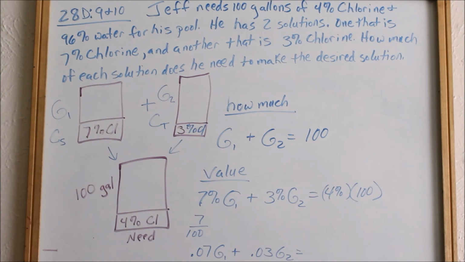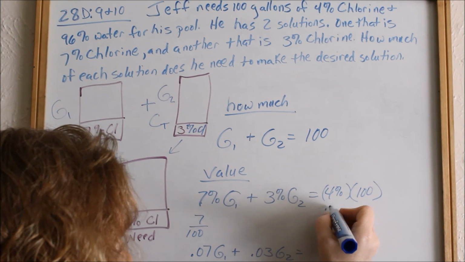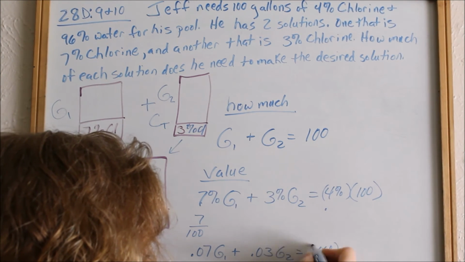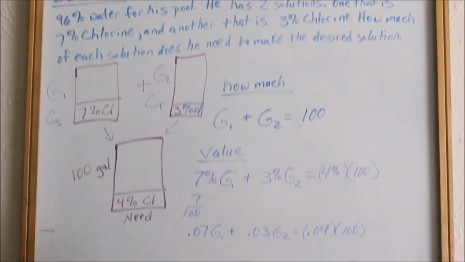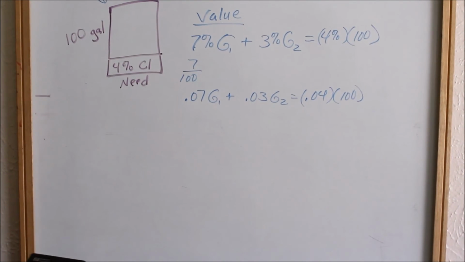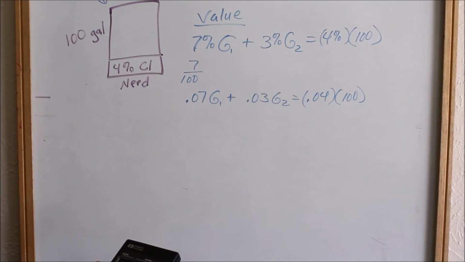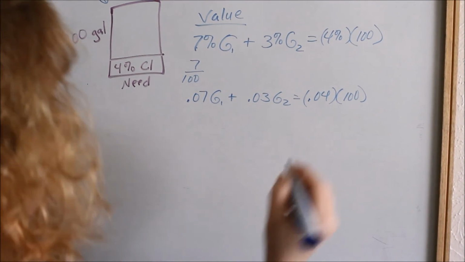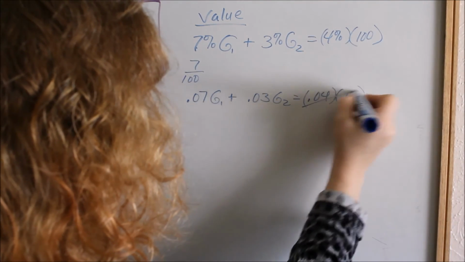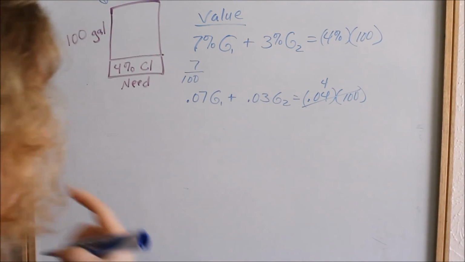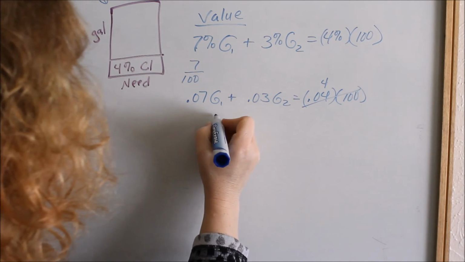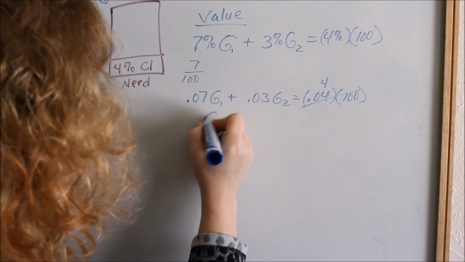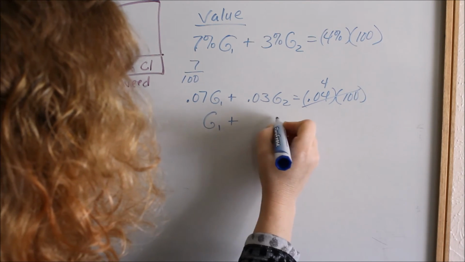And then now I can multiply this. 4% is 0.04 times 100. So my 0.04 times 100, or 4% of 100, is 4. So that is 4. Okay, I'm going to rewrite my how much equation with that. It doesn't matter which one's on top or which one's on bottom. It doesn't really matter. Okay.